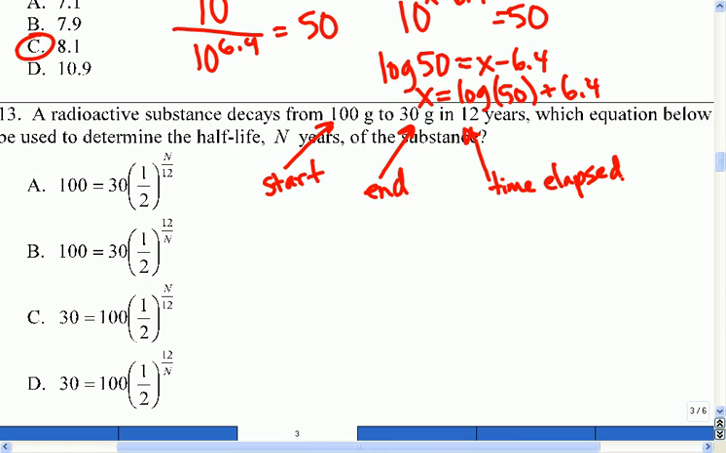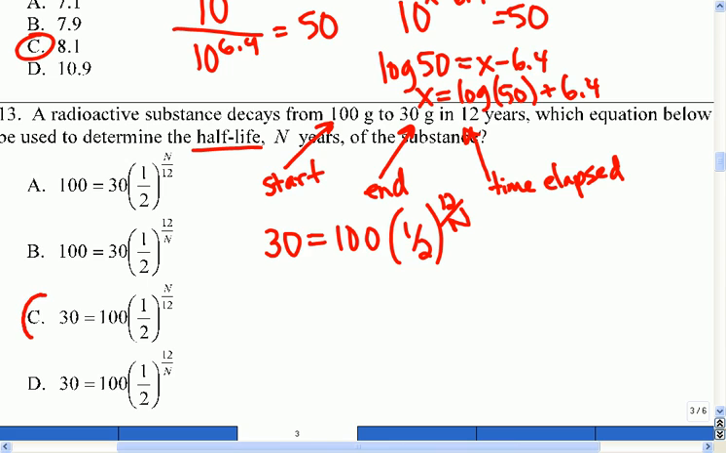Okay, and it says determine the half-life, so I know that my growth constant has got to be a half. Now I have enough information. There's currently 30 grams. We started with 100. The growth constant is half since it's half-life, and the time that's elapsed so far is 12. What I'm looking for is how often that half-life occurs. They're using N, I will too, which means C. Oops, sorry, that's not C. That's D. Yeah, that's D.